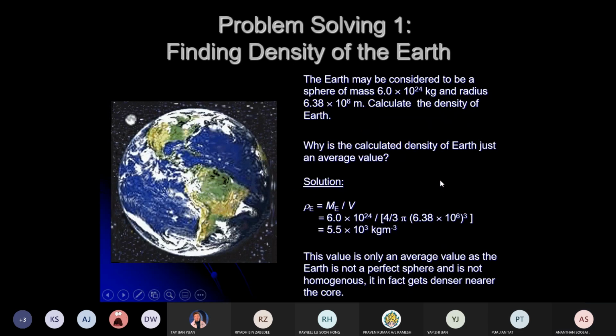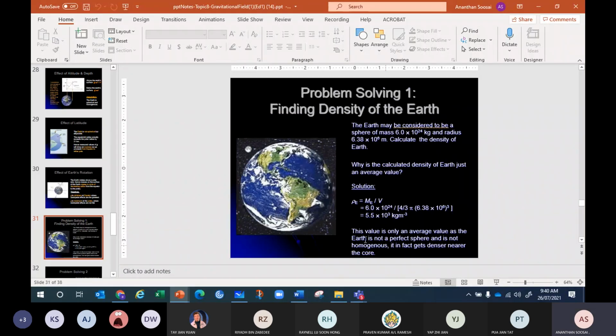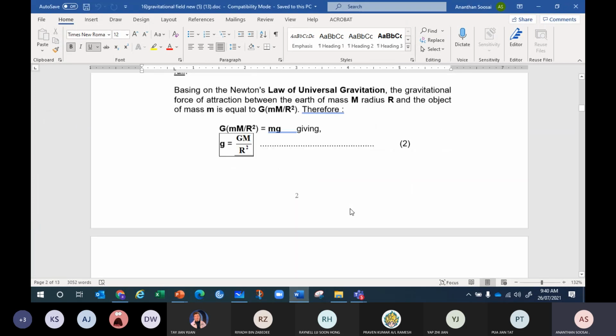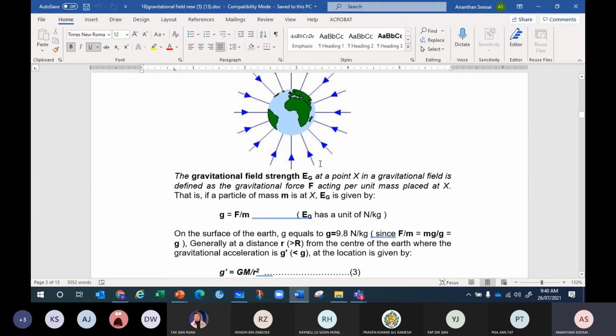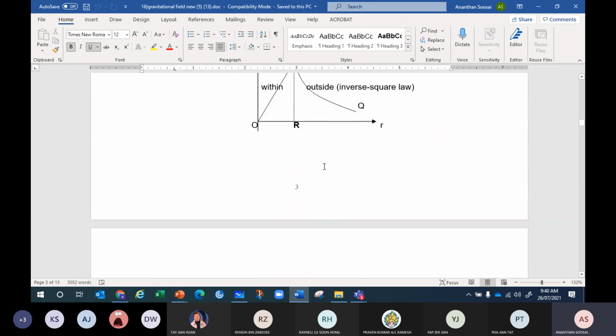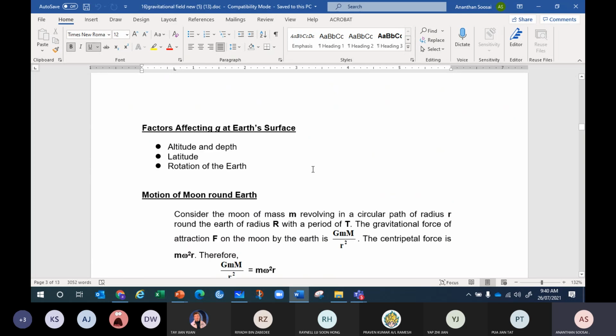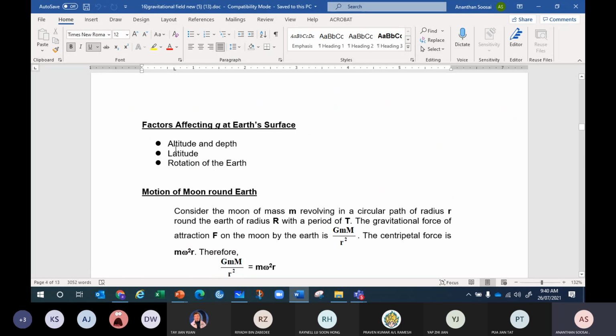So yes, this is the part we discussed. So this is the gravitational field strength. This is the graph we just discussed. So remember, the factors affecting g at the surface are altitude, depth, latitude, and rotation of the Earth.